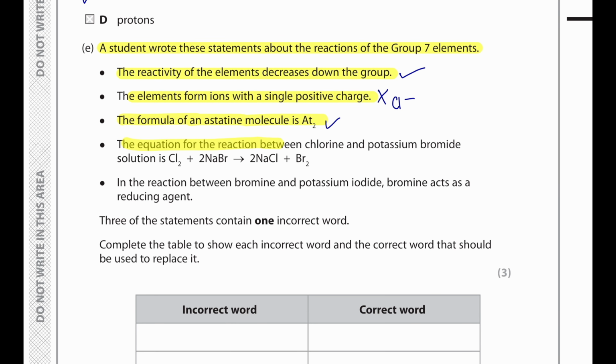The equation for the reaction between chlorine and potassium bromide. This equation shows sodium bromide instead of potassium bromide. It's supposed to be KBr, so this is a wrong statement.